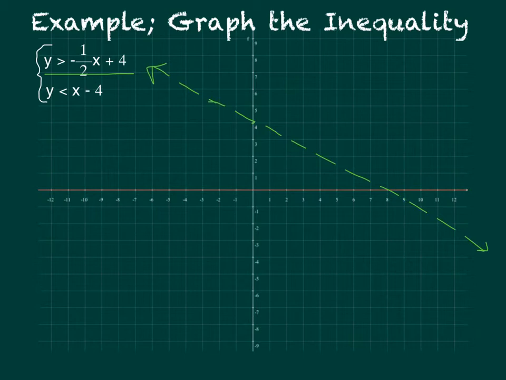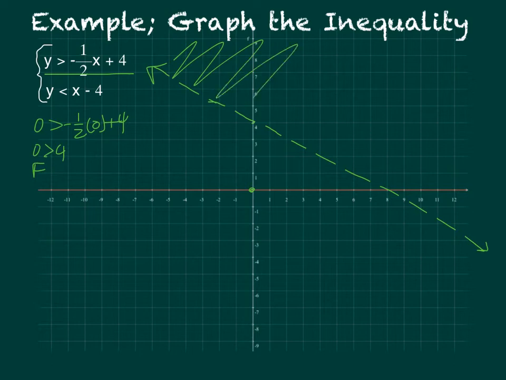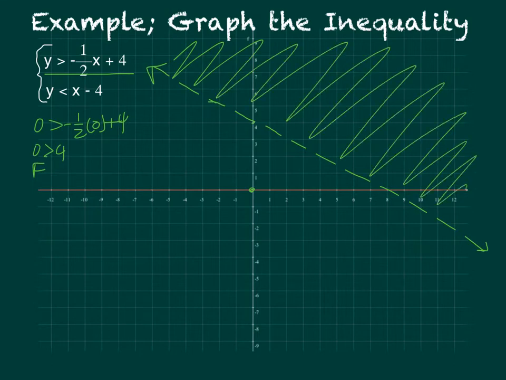Alright, now I need to figure out where to shade that one. So I'm going to put in the point 0, 0. So 0 is greater than negative 1/2 times 0 plus 4. 0 is greater than 4. Well, that is false. So I shade away from that. So I'm going to shade up, like that.